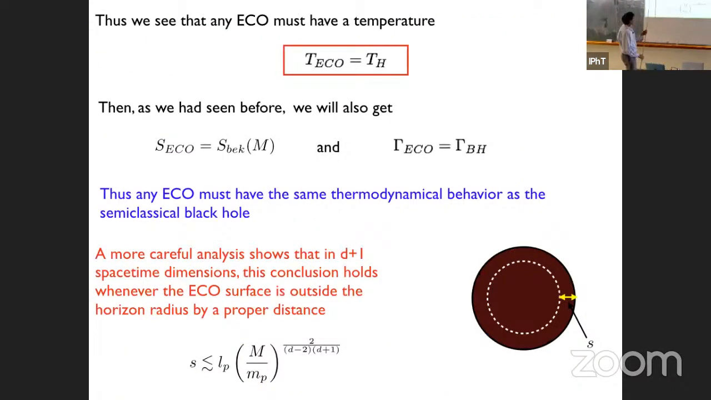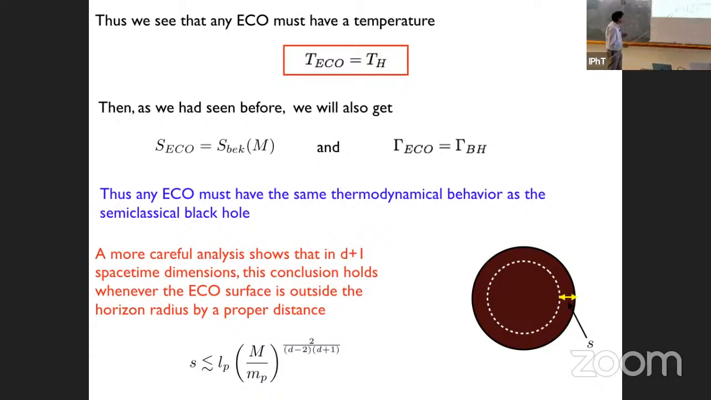Okay, so now we have seen that no ECO can survive if its temperature was not equal to the Hawking temperature parametrically. And once that is true, then we had already seen that the entropy and the Hawking radiation rate must match. So any ECO must have the same thermodynamical behavior as the black hole.